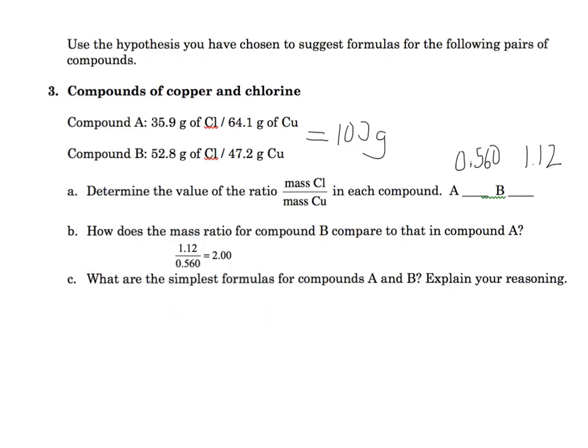These are not the only pairs of compounds that would account for these mass ratios. It's conceivable that A could be CuCl2 and B could be CuCl4. In this case, B also has twice as much chlorine as does A. It's just that we were asked to write the simplest formulas for these compounds.